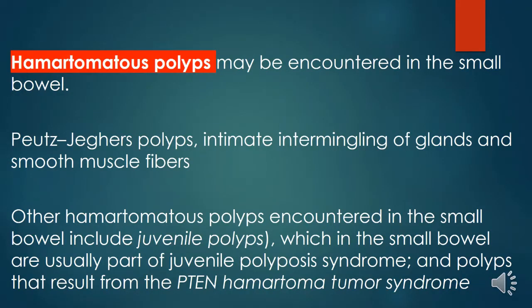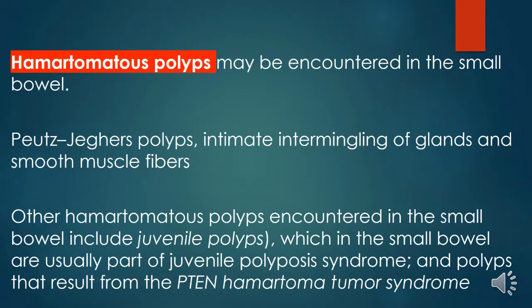A few words about the hamartomatous polyp in the small intestine. As you know, a hamartoma is a disorganized tumor-like group composed of mature cell types. In the category of hamartomatous polyps, you will see Peutz-Jeghers syndrome, the juvenile polyp, and Cowden syndrome associated with the PTEN mutation.